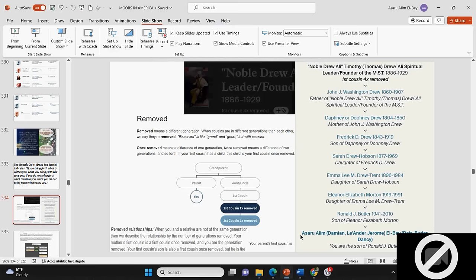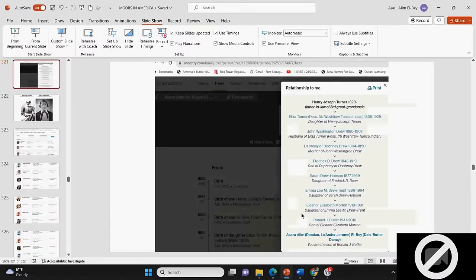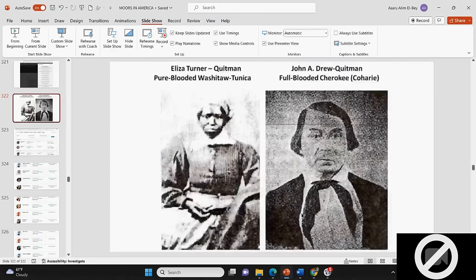So here, when asked about Prophet Noble Dr. Ali, he was asked about Henry Washington, or Henry Turner, excuse me, and you seen the connection, father-in-law of third great-grand uncle.